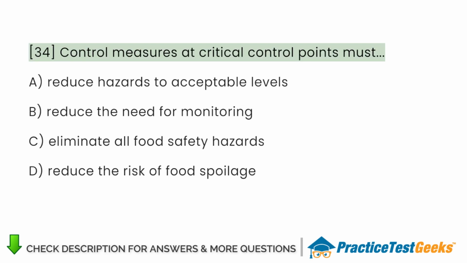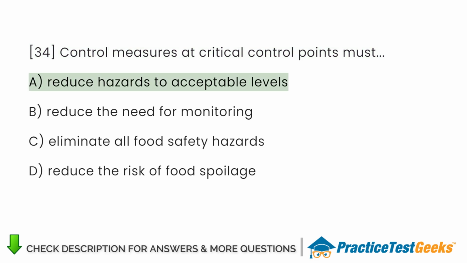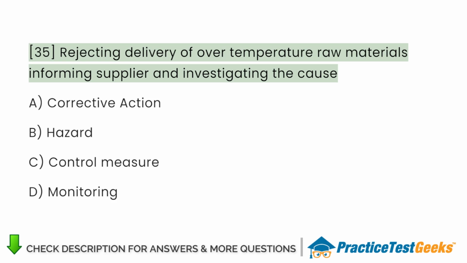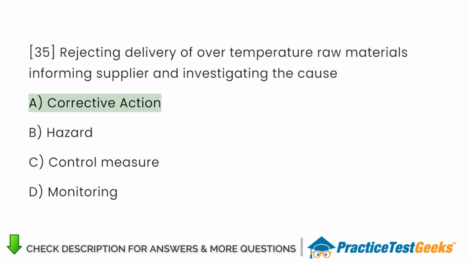Control measures at critical control points must A. Reduce hazards to acceptable levels. B. Reduce the need for monitoring. C. Eliminate all food safety hazards. D. Reduce the risk of food spoilage. Rejecting delivery of over-temperature raw materials, informing supplier and investigating the cause. A. Corrective action. B. Hazard. C. Control measure. D. Monitoring.